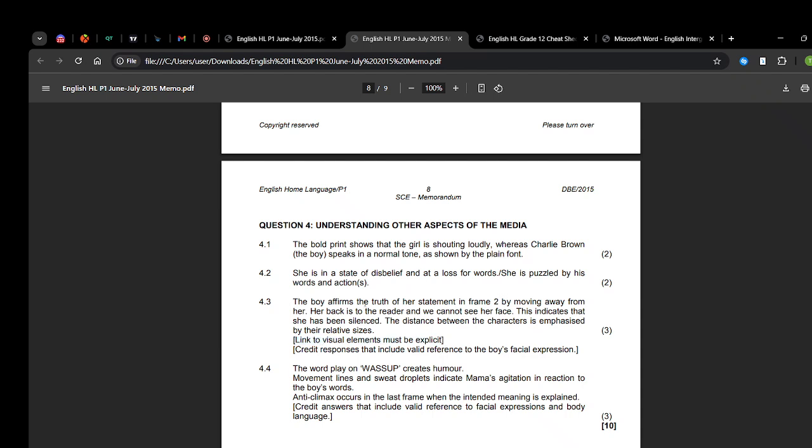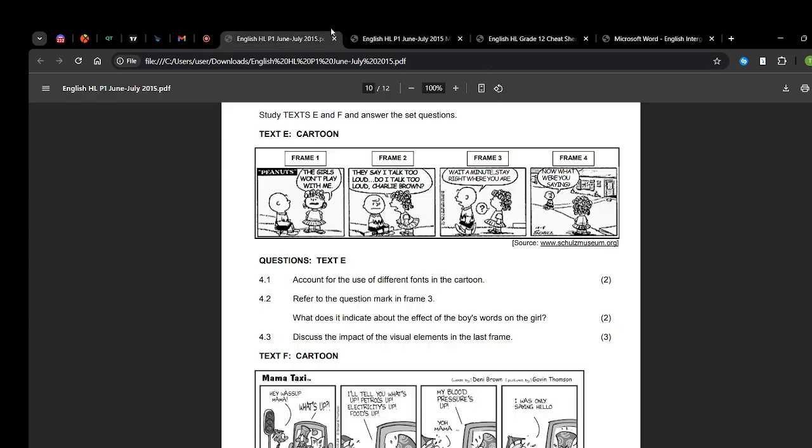So basically what they're saying there, I told you how to get these 3 marks. If you're gonna say something, just point to it. You understand? The distance between the characters is not the same as the previous frames. As I was telling you, we could see her in every frame. Now we don't see her anymore.